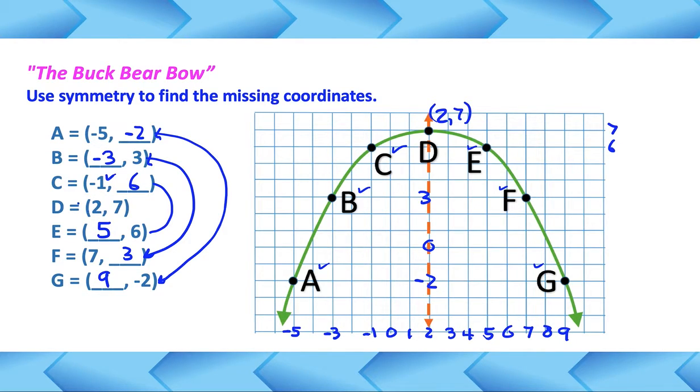I'm trying to think. There's also kind of a little trick here. So like, since A and G are symmetric, this is the same distance to the vertex. So this distance right here, going from -5 to 2, that's a distance of 7. So if you copy that distance, it's 7 more to get to G.